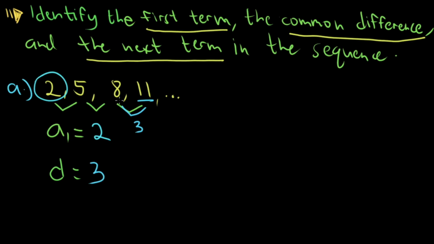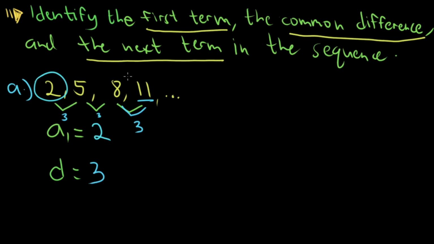Pwede mong i-double check yon. 8 minus 5 is also 3. 5 minus 2 is also 3. Pwedeng pabalik. 2 plus 3 is 5. 5 plus 3 will be 8. And then, finally, 8 plus 3 is 11. So, sigurado na tayo na common siya. That is our D, the common difference.